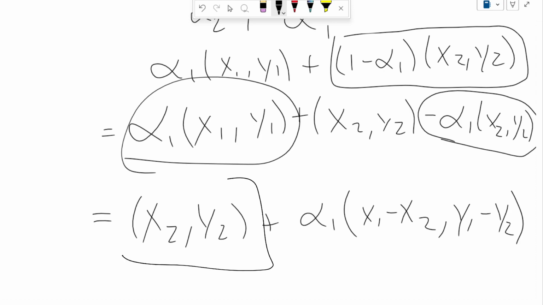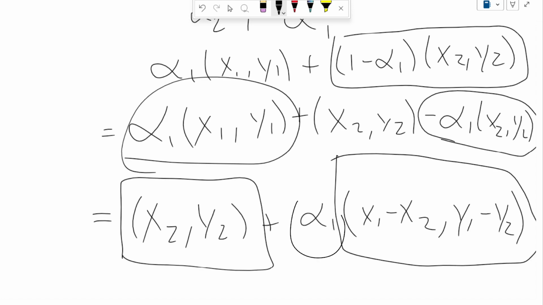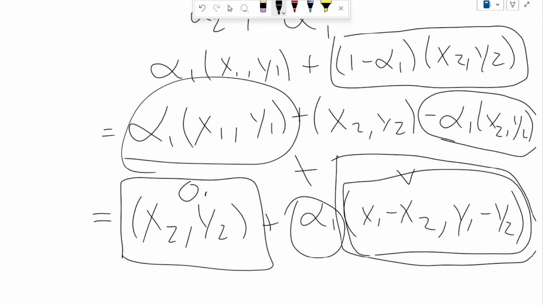And this is exactly the same form as earlier. This is the original point, and this is going to be the direction. And then alpha 1 here, this is going to be t. So this is going to be the origin of our line, at least. This is going to be t, and then this is going to be our direction v. So it's going to give you a line, as long as v isn't 0, right? Because if this was 0, then any number times it will also be 0, and we'll just be left with the origin. Are there any questions?